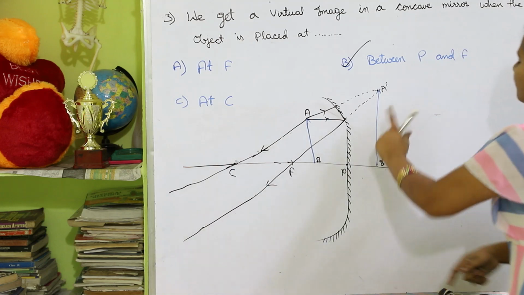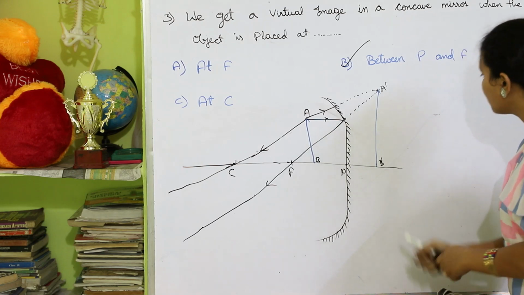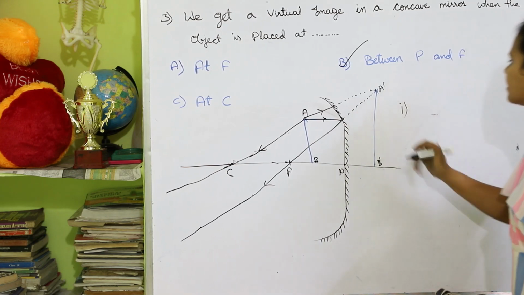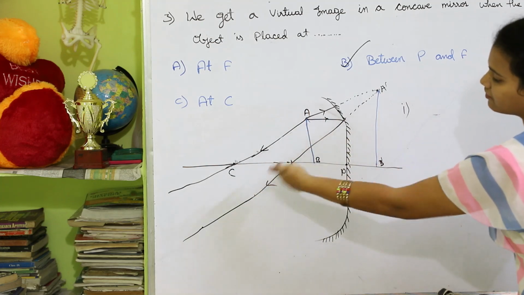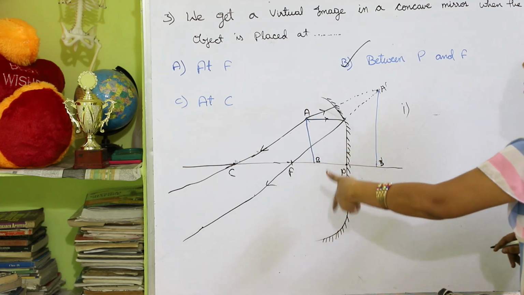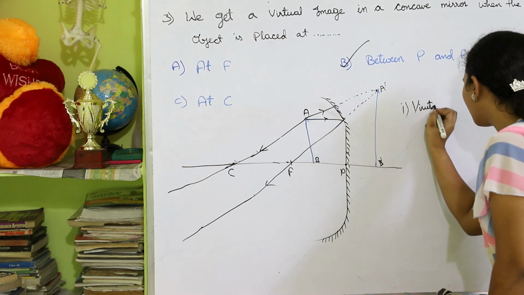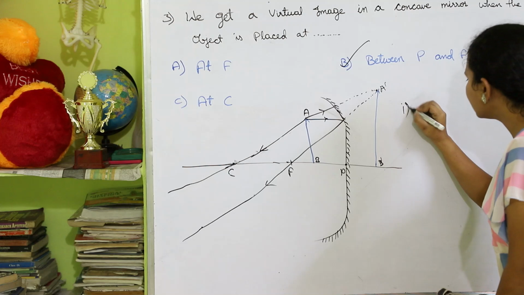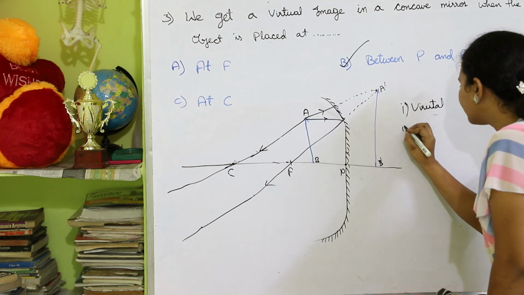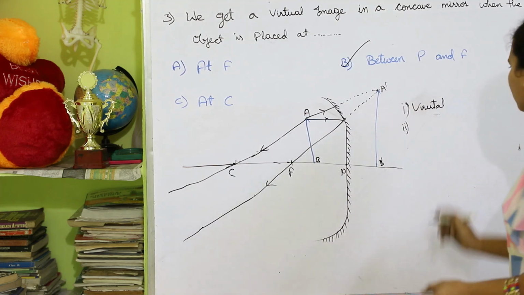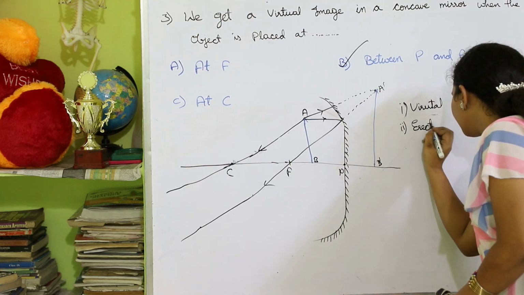Now here the properties for this given image. The first property: we can say that here these rays are diverging, so here forms a virtual image, right? The first one will be, it is virtual. If it is virtual, then it definitely would be upright, erect. We will be getting erect images.